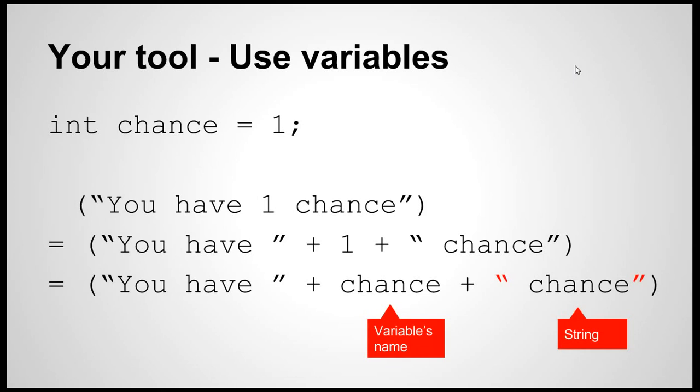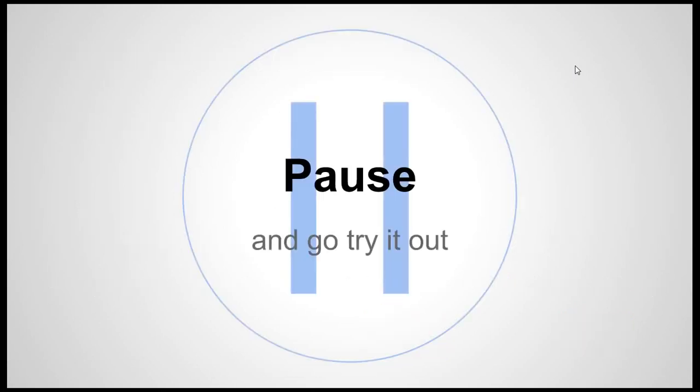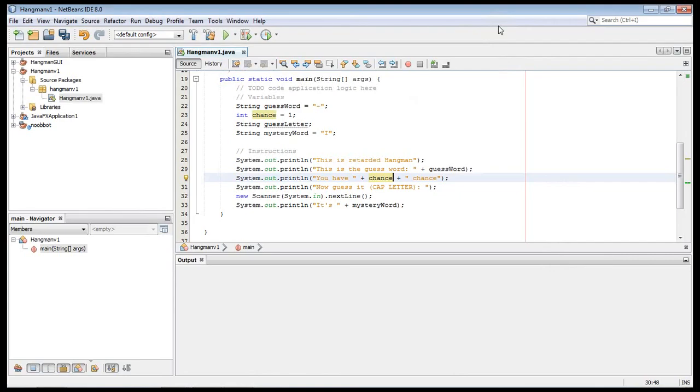So now you have the tool. Let's go again, pause the video, try it out, and I'll check with you later. Okay, now let's check. I hope you have done all of these things correctly, like set up the guessword here, chance in between, just like in the example.